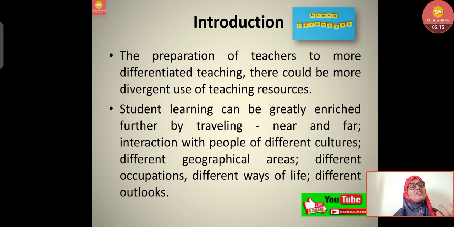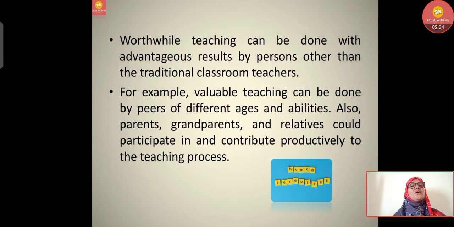It's not mandatory that after completing school the children will stay in their own place. They can move around in the country or in the whole world, any place they can go. So they should have the knowledge beforehand. That's why the teacher should support the students with knowledge. Worthwhile teaching can be done with advantageous results by persons other than the traditional classroom teachers.